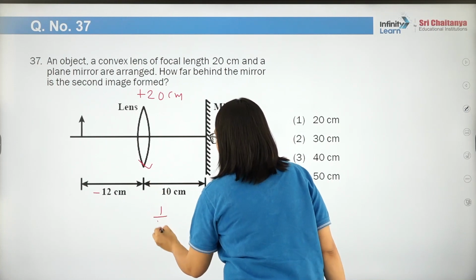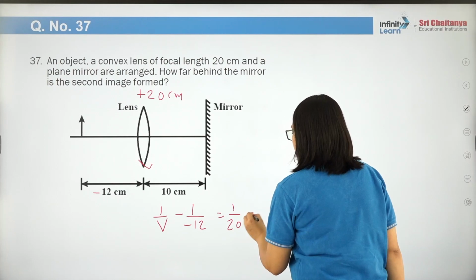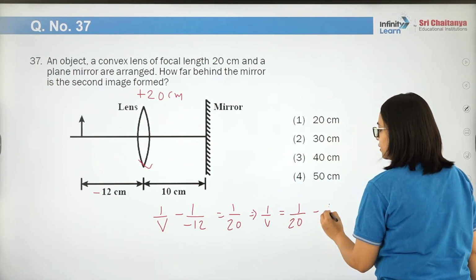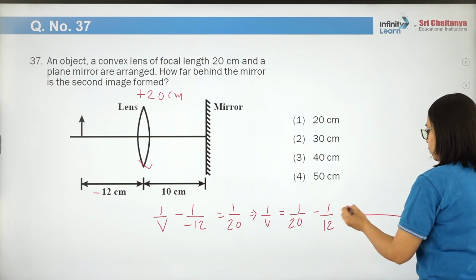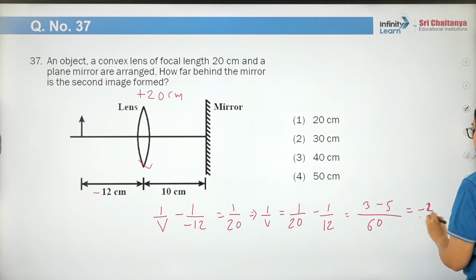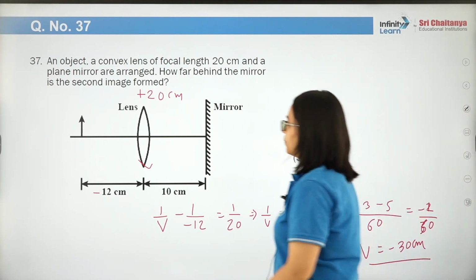So it is 1 upon v minus 1 upon u is equal to 1 upon f. So 1 upon v will be 1 upon 20 minus 1 upon 12. So this will be 60, this is 3 minus 5, which is equal to minus 2 upon 60. So v will be minus 30 centimeter.